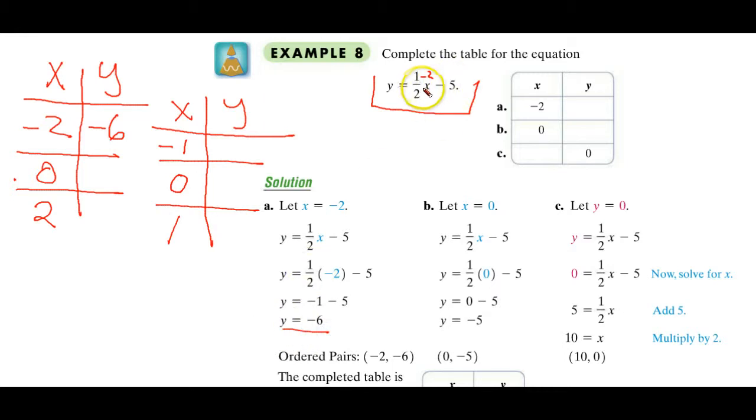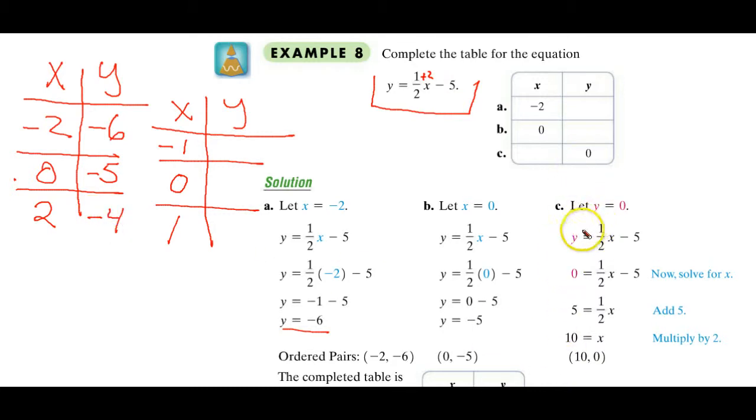And if this is 0, 1/2 of 0, you're left with a negative 5. And if this is a positive 2, again, the 2's are going to cancel out. This becomes a positive 1 and a negative 4, a negative 5, give you a negative 4.